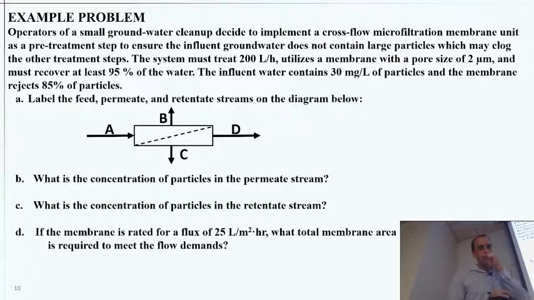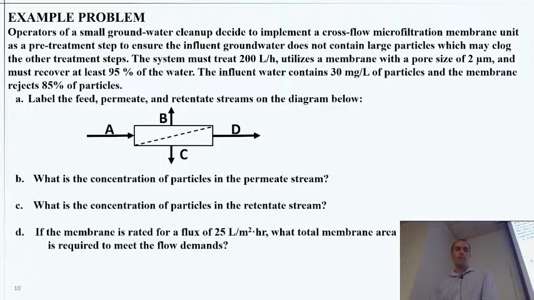Anyway, so here we have operators for a small groundwater cleanup. They're going to do a cross-flow microfiltration membrane as a pre-treatment step to ensure the influent groundwater does not contain large particles, which can clog up some other treatment. The system must treat 200 liters per hour. It utilizes a membrane with a pore size of 2 micrometers and must recover at least 95% of the water. The influent water contains 30 milligrams per liter of particles, and the membrane rejects 85% of them. So we're given a lot of info there.